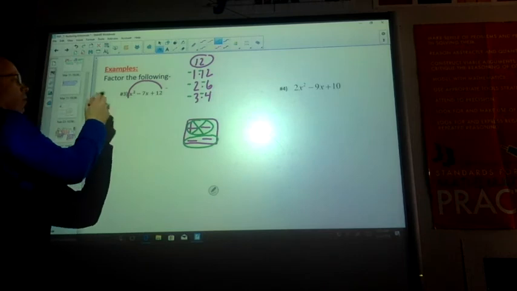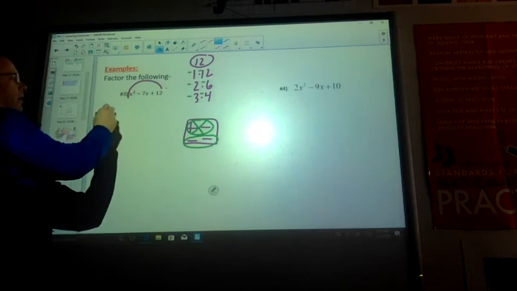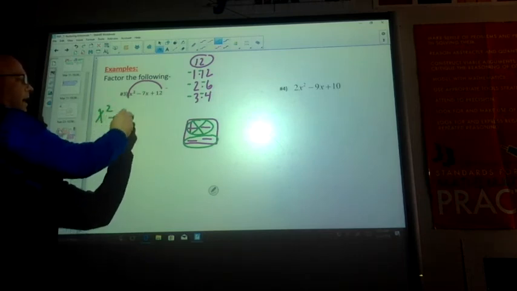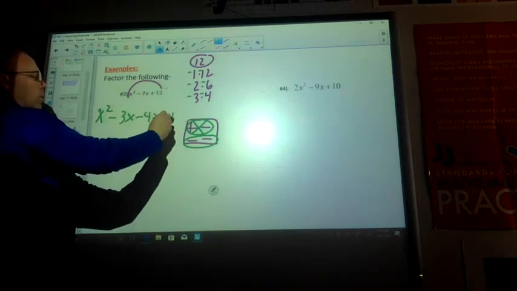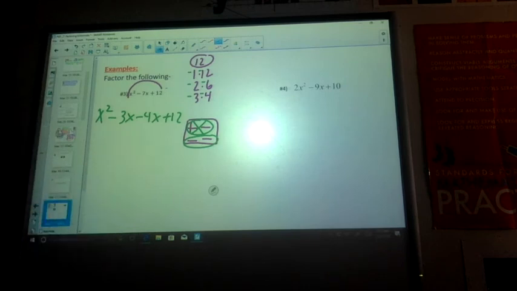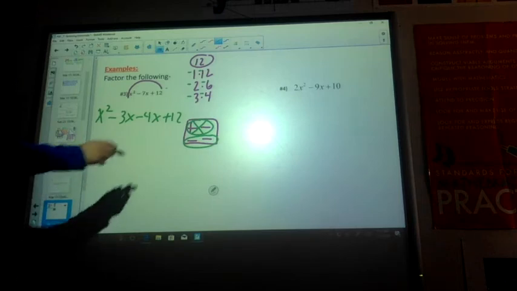I have my 1x squared, which we're just going to call x squared, minus 3x minus 4x plus 12. Let me pause there for a minute. If I add negative 3x and negative 4x together, do I get to negative 7x? Yeah. Okay. Do I have 4 terms now? Okay. Let's take a look.